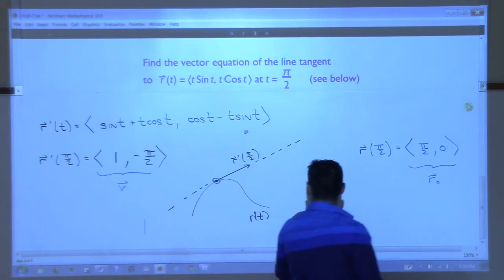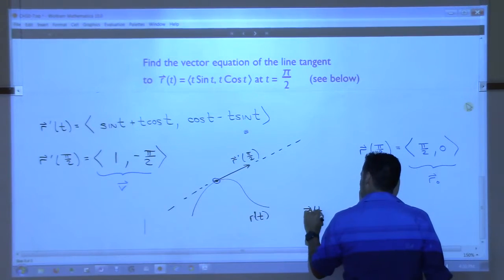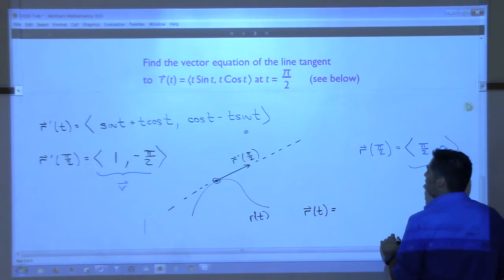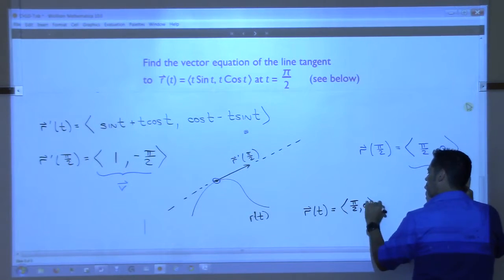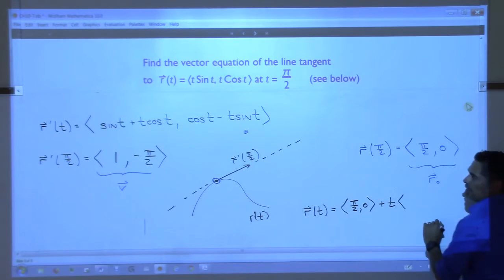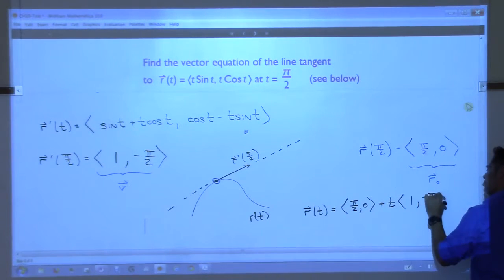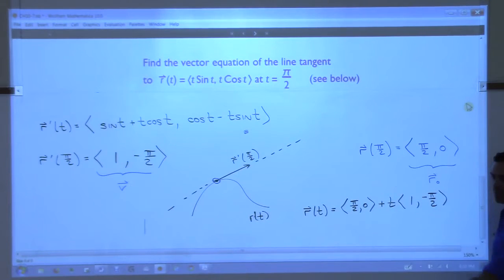So our final result, r of t, this is going to be our tangent line, is going to be r naught plus t times v, which is 1, negative pi over 2. And then we could put those together, but I'll leave them.